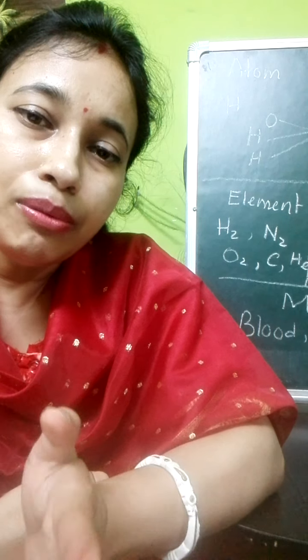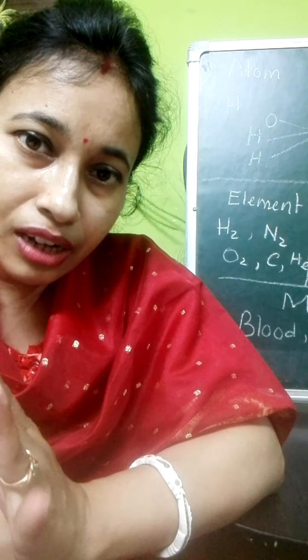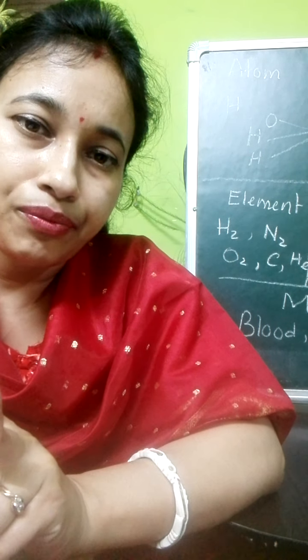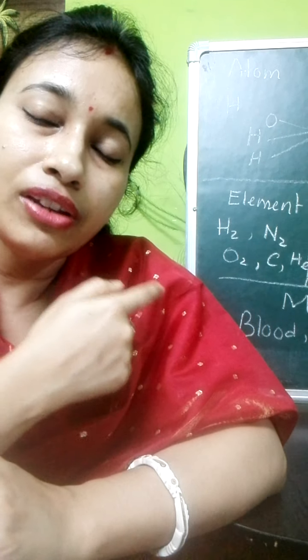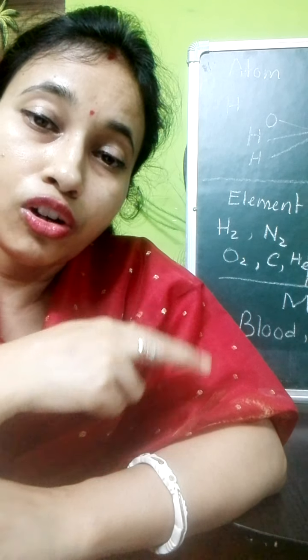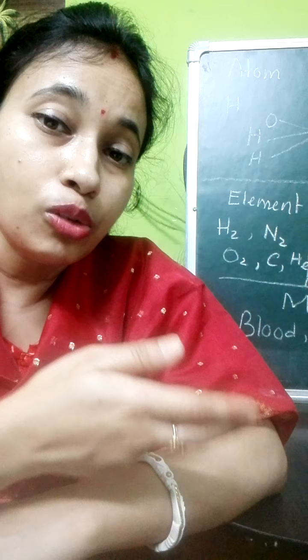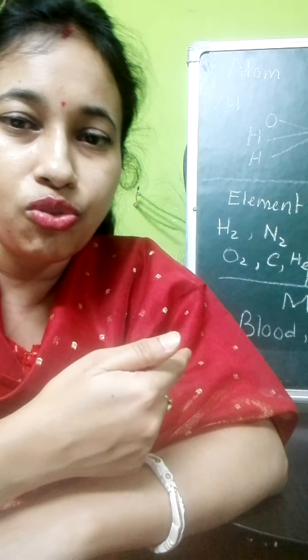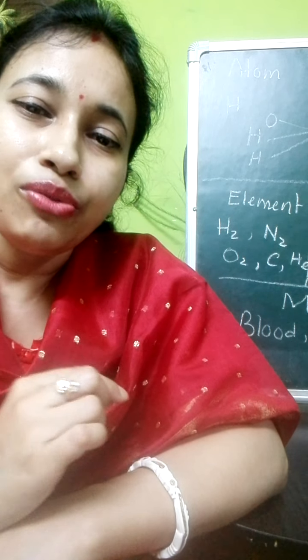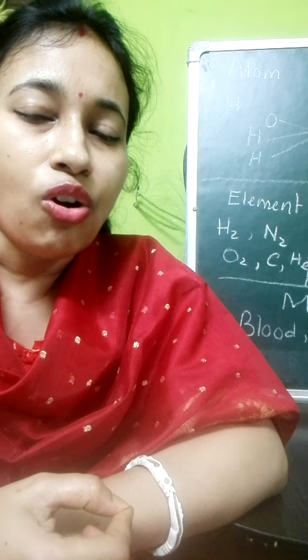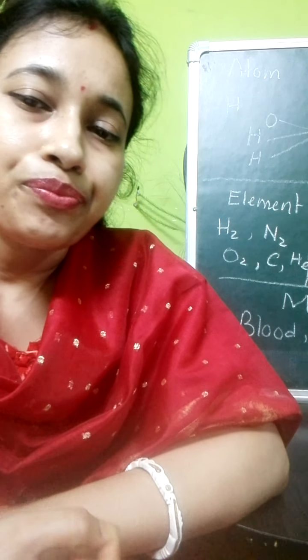Again, carbon dioxide. In carbon dioxide, carbon combines with 2 oxygen. And as we got, the valency of oxygen is 2. So what will be the valency of carbon? It will be 2 into 2, that is 4. This way we will get the valencies of all elements.